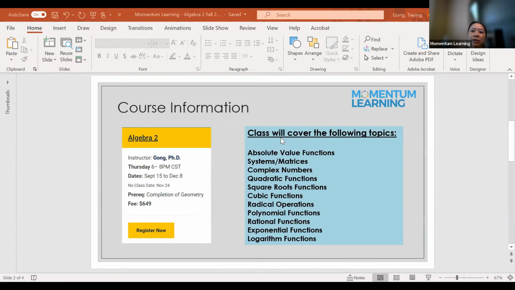Algebra 2 class will cover a lot of topics. If you look through all those, you will see a lot of functions: 1, 2, 3, 4, 5, 6, 7, 8. We have 8 functions. The only one familiar to you probably is the quadratic function. You should have learned quadratic functions in Algebra 1, and a lot of the others are new. So Algebra 2 is actually one of the hardest math classes in high school.